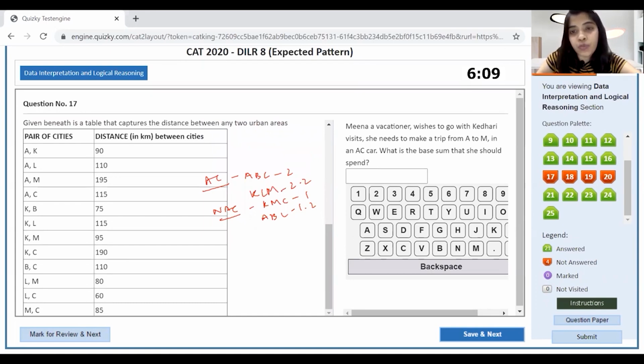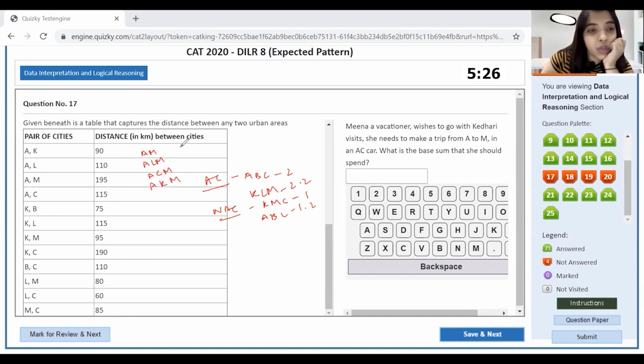Meena, a vacationer, wishes to go from A to M in an AC car. So we've decided AC car, it starts from A to M. Now, what are the possible routes from A to M? Let's see. One could be directly A to M. One could be A through L to M, ALM, right? AL and LM is present, right? AB is not present. AC, CM, ACM could be a route. ACK, AKM could be another route. AKM. These are the possible routes.